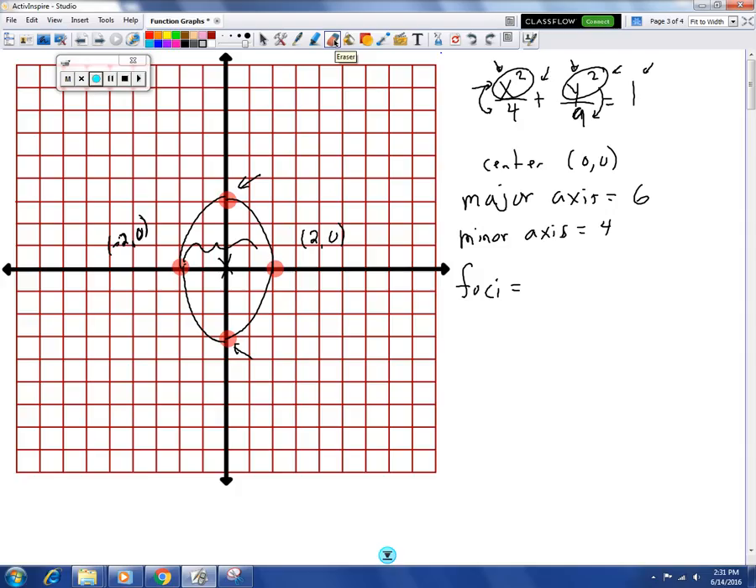The foci, hopefully I'm pronouncing it right, I take the two denominators and I subtract them.